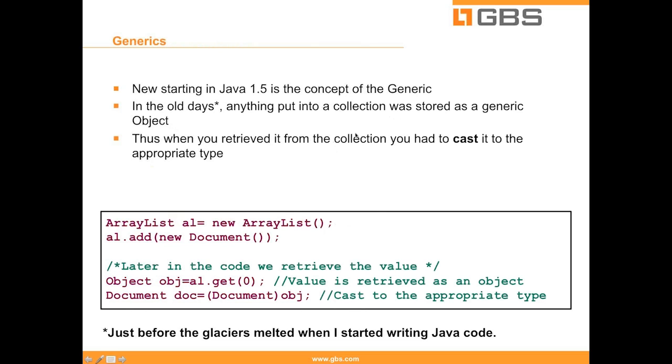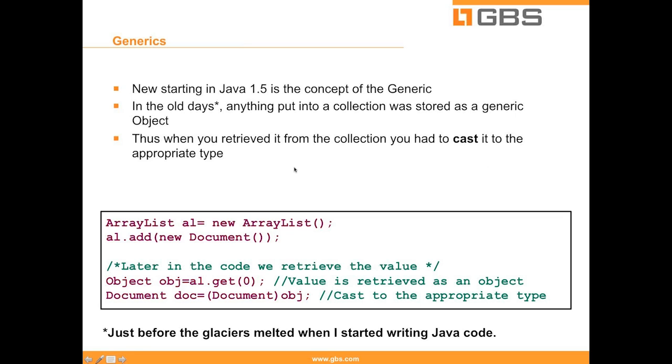Starting with Java 1.5, we also have the concept of generics. I talk about in the old days, and this is a direct quote from less than a year ago when I was teaching a Java class, and I said in the old days, and one of the students said, that was just before the glaciers melted and when you started writing Java code, right, Paul? Yeah, he didn't last long, sorry.